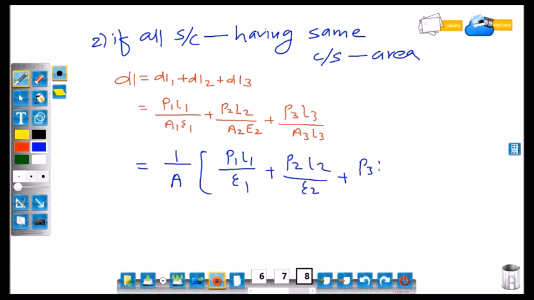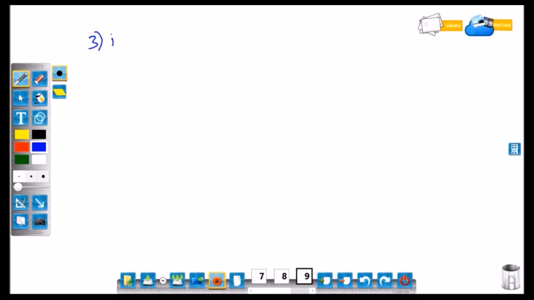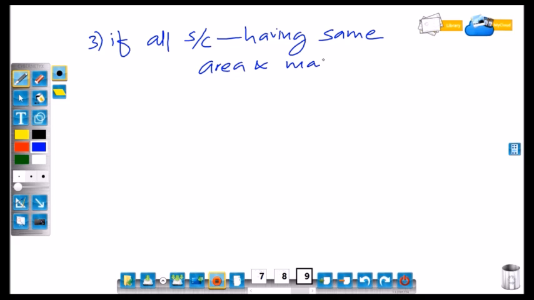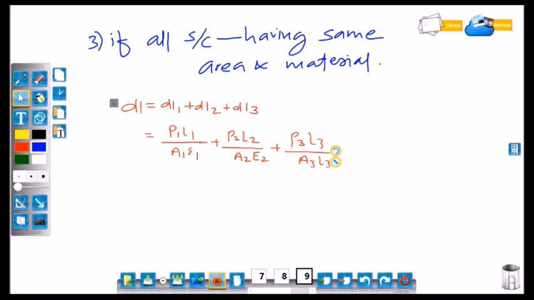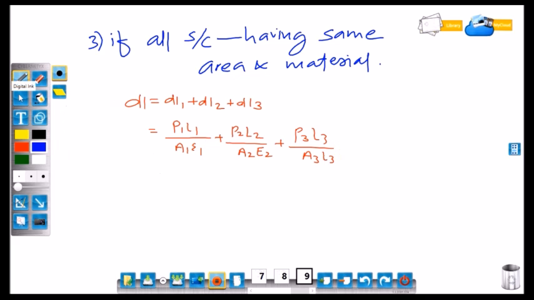Third condition: if all the sections have the same area and the same material, then the area and elastic modulus of each section are the same, so we can take 1 upon AE out of the bracket.